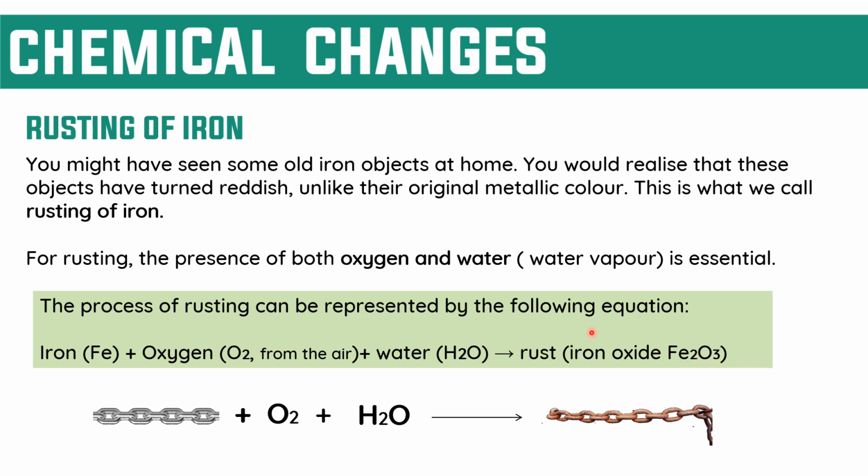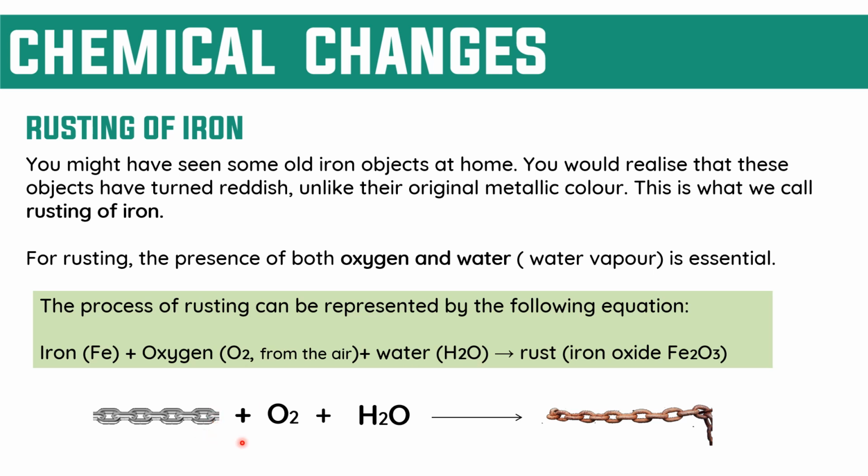Clear, children? For rust, which are the things necessary? Oxygen and water. Okay, so the chemical equation: iron plus oxygen plus water forms rust. Common name is rust, chemical name is iron oxide, and the chemical formula is Fe2O3. Everything here you have to study.